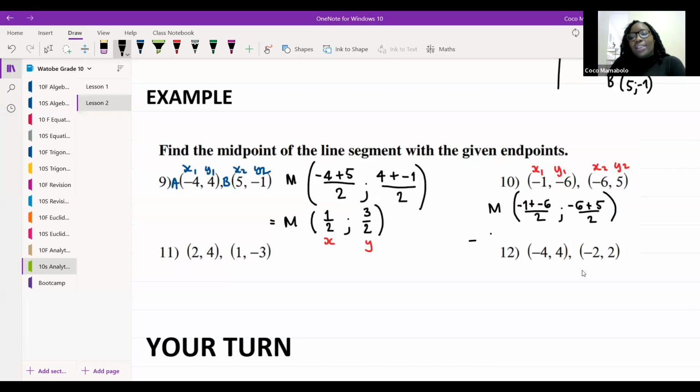And then solve, guys. -1 plus -6 is going to give us -7 over 2. And -6 plus 5 is going to give us -1 over 2. Okay, Luyanda, the plus and the minus will give us a negative. So I'm going to have -1 minus 6, which will give us -7.